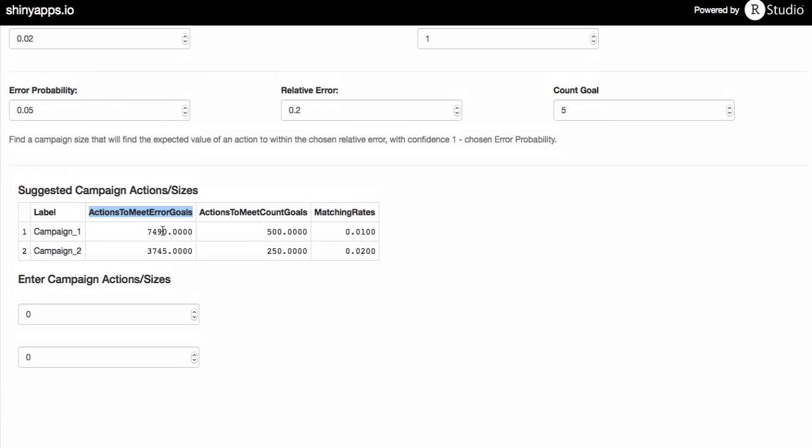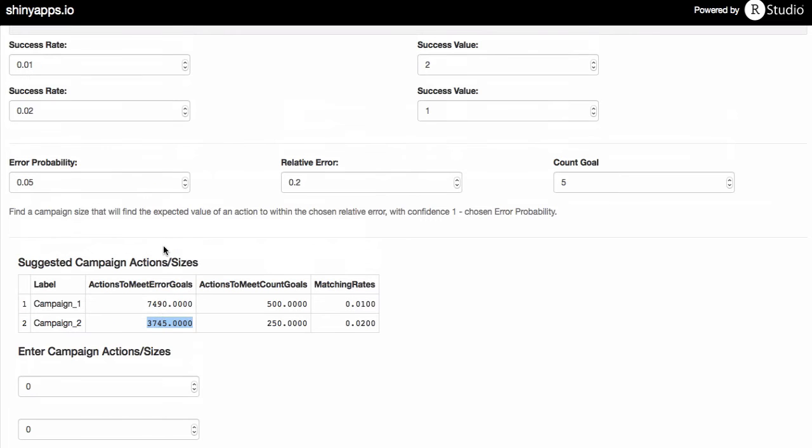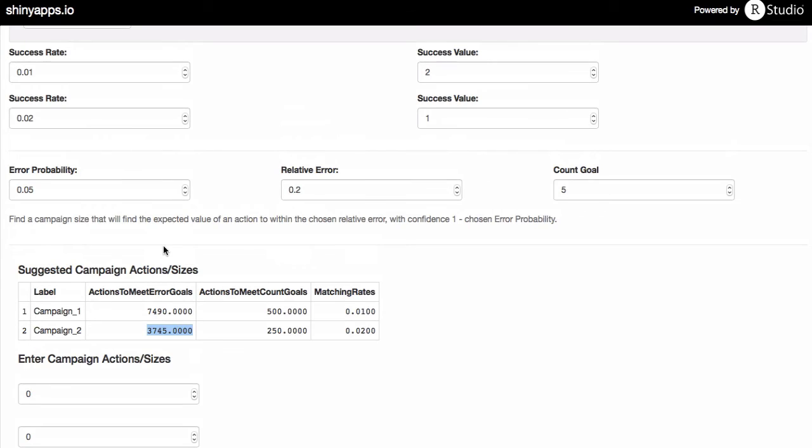As you see, these counts are fairly large to achieve that. We need about 7,500 actions in the first campaign to measure within 20% relative pricing or value error with 95% certainty, and about 3,800 actions on the second campaign. The issue is the rarer campaign needs more clicks both to see a given number of actions and has a higher initial variance because of the higher success value per success, and we want to cut that variance.